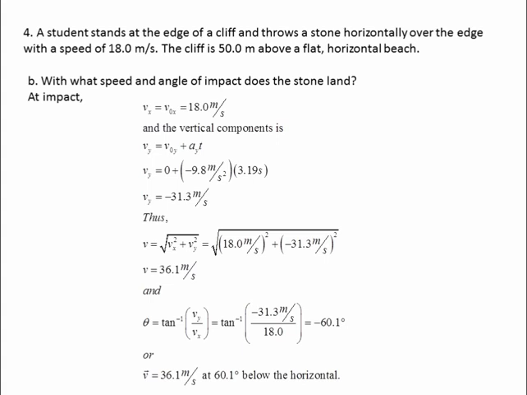For the other portion then, the B portion, with what speed and angle of impact does the stone land? So this is the one where we're going to end up calculating for our velocity vector. So first let's look at the velocity component in the x direction, v sub x. We were told in the problem that the stone was thrown with an initial velocity of 18 meters per second. That is our x component of velocity.